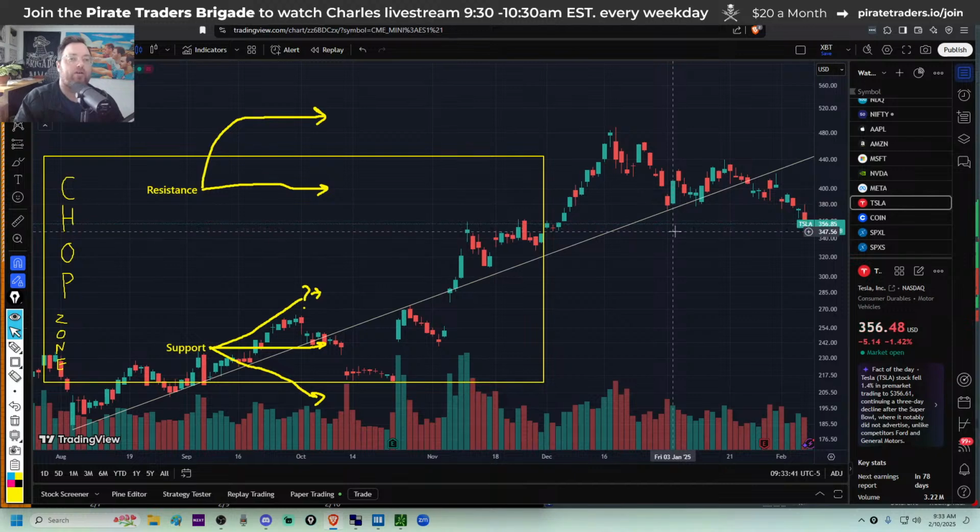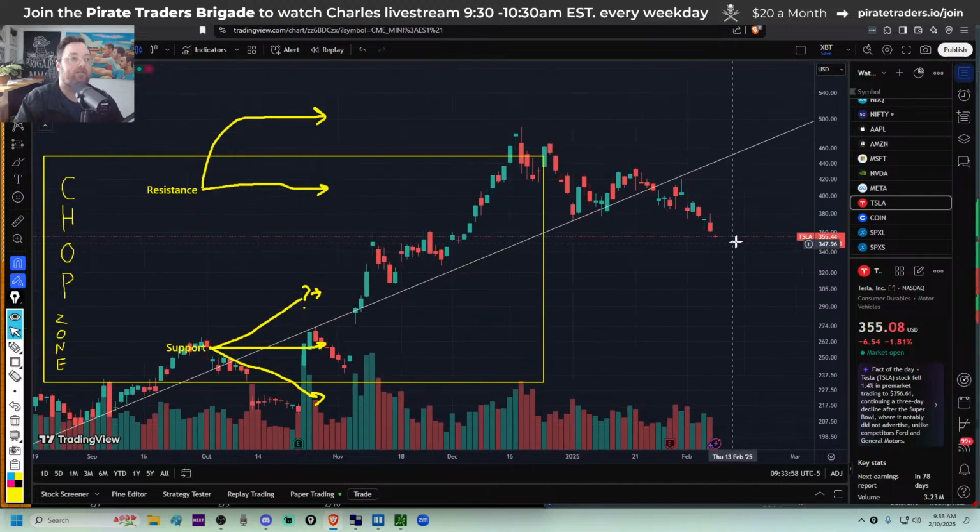Yeah, they've got to turn 347 into support and hold that, or they're heading down to at least 330, if not even 310. But there is a very real chance they could turn that into support. So it looks like they opened with a gap down. So you have momentum down intraday today.